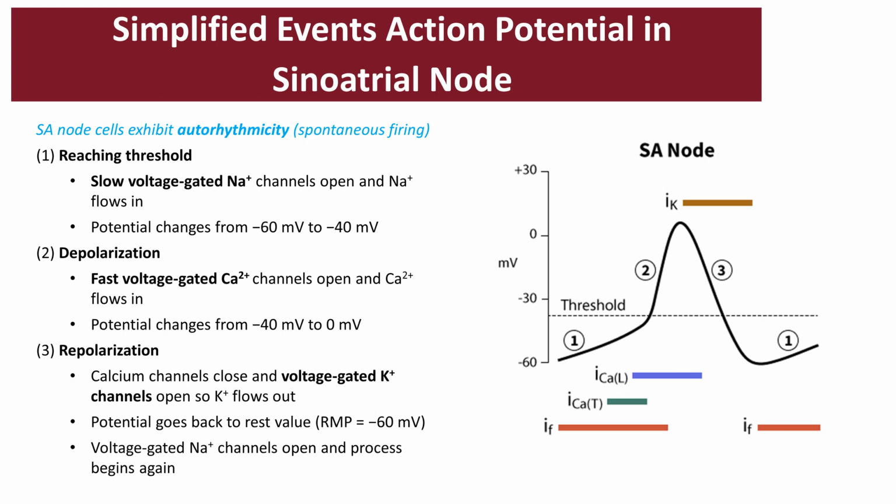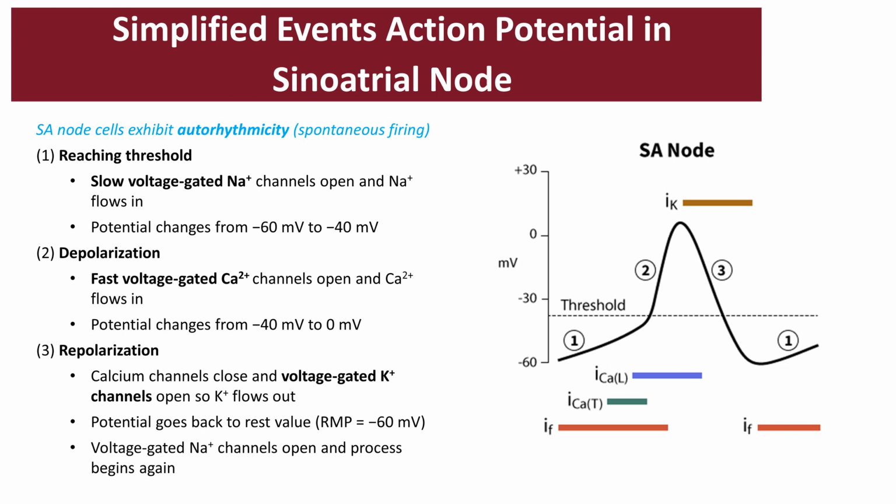On the right-hand side, you can see this image showing you that the slow voltage-gated channels open up. Depolarization occurs. The fast gated calcium channels open up, allowing the calcium ions to rush in. The voltage jumps from negative 40 millivolts to roughly 0 millivolts, and then quickly begins to repolarize as the calcium channels close and the voltage-gated potassium channels open up and efflux out. This then reverses back to the RMP of roughly negative 60 millivolts, and the cycle begins again.